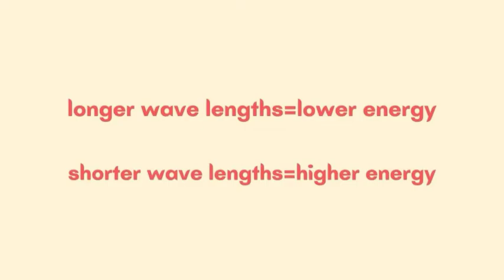When I pluck the strings, it sounds low because of the thicker strings and the longer wavelength it has to travel. But when I put my finger up here in a higher fret, it produces a higher sound because it has a shorter wavelength, higher energy. The longer the wavelengths, the lower the energy. The shorter the wavelengths, the higher the energy.